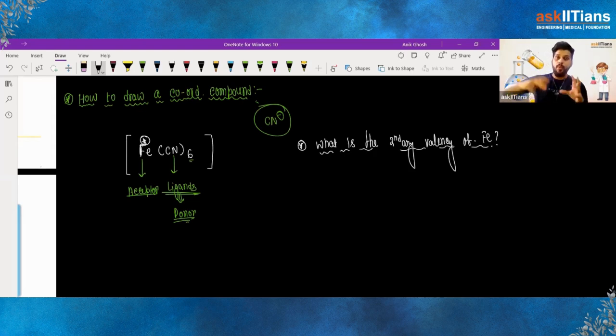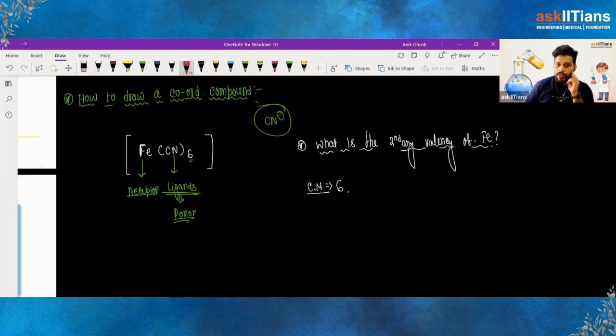So like I said, guys, it is the combining capacity for the iron. How many atoms, how many molecules is it combined with right now? It's combined with 6. So the secondary valency, or the coordination number, we can also call it the same, right? That is 6. Okay. Now, here's the main thing.